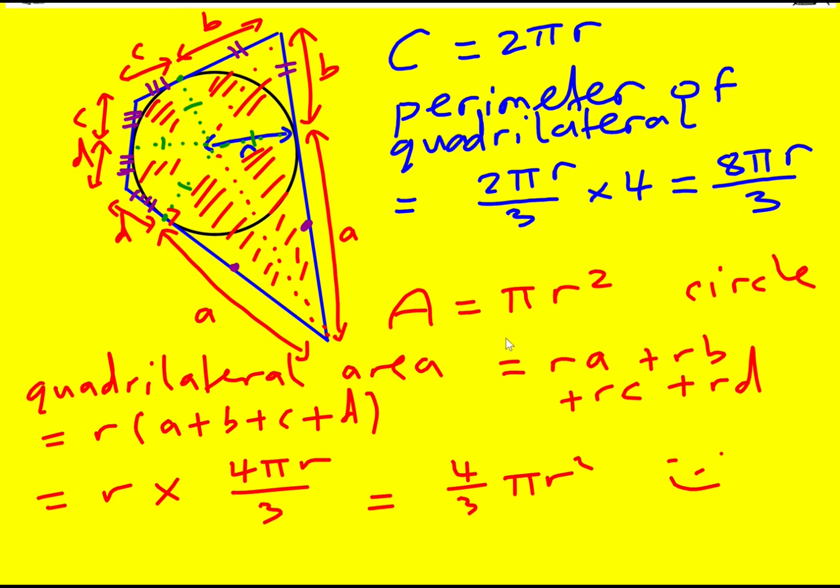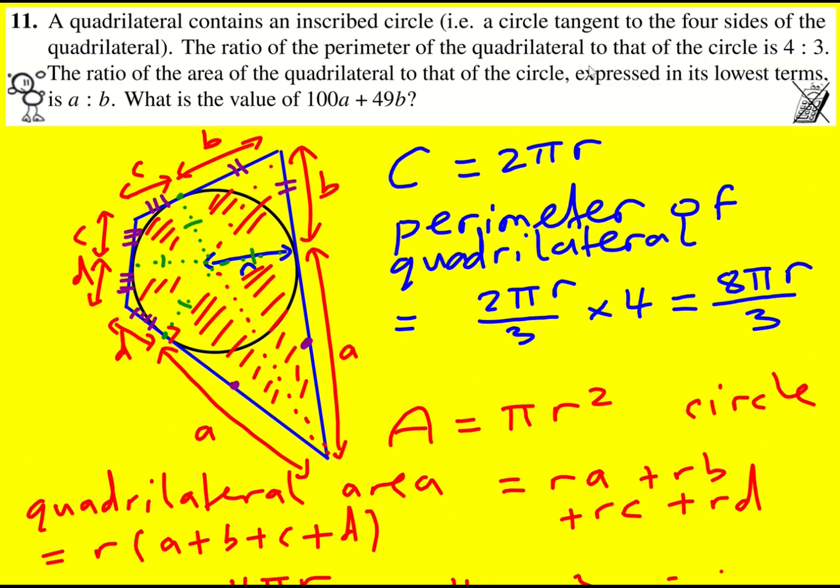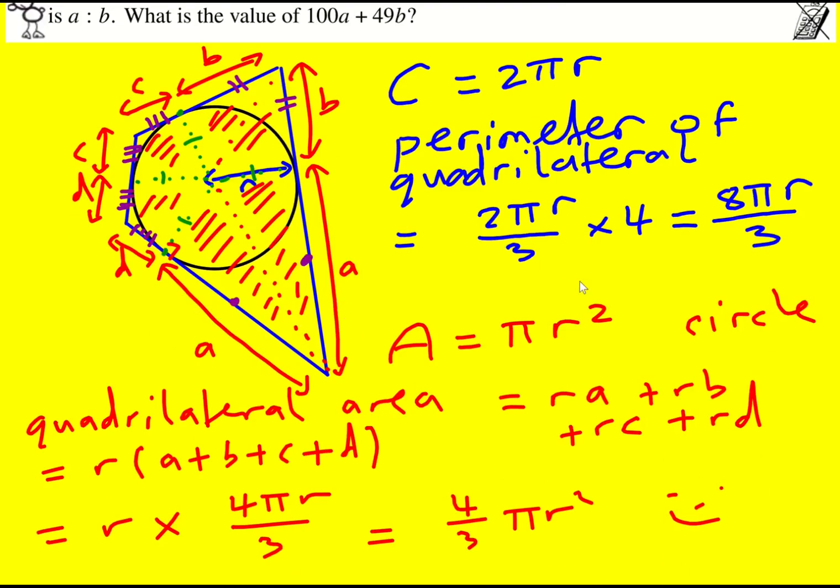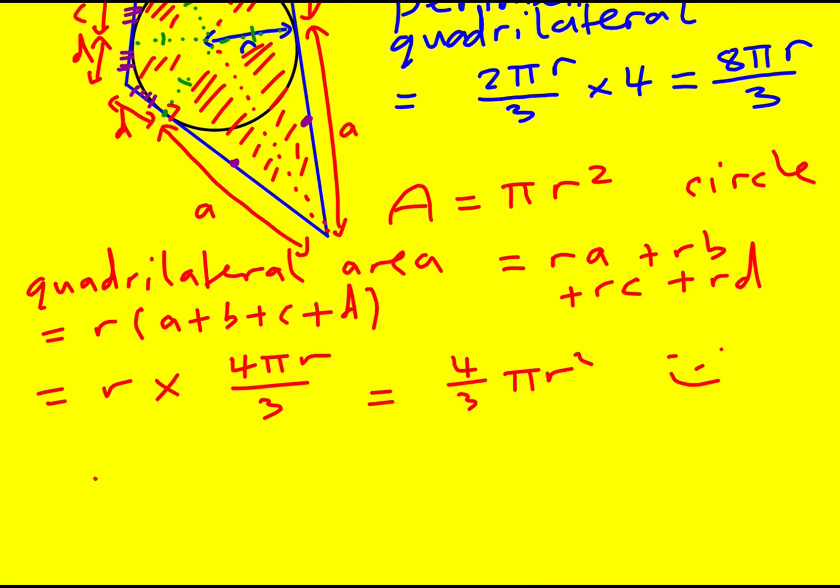Okay, well done if you got that. I think this question looks like it's impossible when you first start doing it, but you have to recognize these key things. Making kites, linking in the perimeter, and we're basically done because we want the ratio of the area of the quadrilateral to the circle in its lowest terms. So it's going to be 4/3 pi r squared to pi r squared. I can just divide through by pi r squared, so I've got 4/3 to 1, which is the same as 4 to 3.